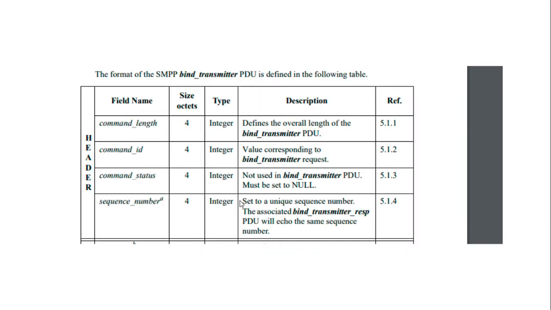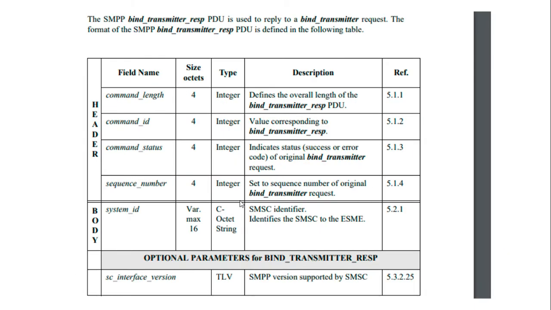Once you send the bind request, you will expect a bind response. What is the format of the bind response? It's again the same thing. 4 bytes are reserved for command length, and 4 bytes are reserved for command ID. Again, the command ID is the same: if you are sending a bind transmitter request, you will receive a bind transmitter response. So this is a response.